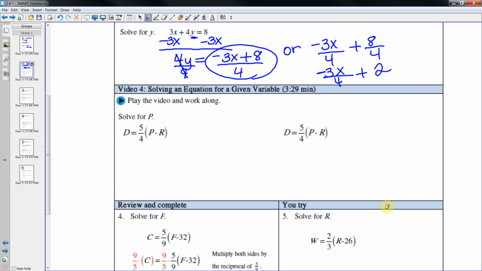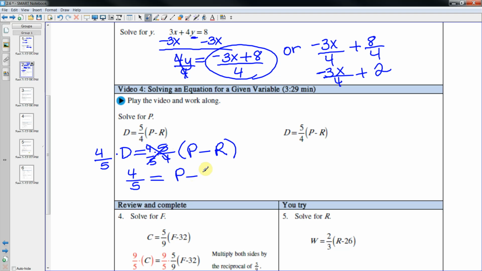Now, these at the bottom are a little bit different because they've got these fractions in them. So remember, we're following the same steps that we're doing if we're solving regular equations. So we would want to clear that fraction. So on this one, if I want to clear 5/4, since it's the only fraction I have, I can multiply by its reciprocal. So I'm going to multiply by 4/5. If I do that over there on the right side, I need to come over here and do it on the left. So I have 4/5 d equals, that would cancel, p minus r.